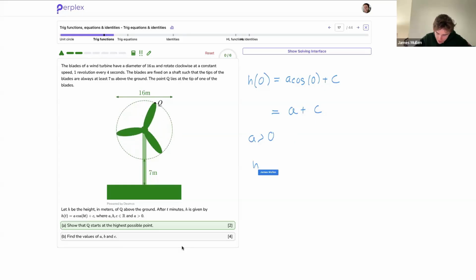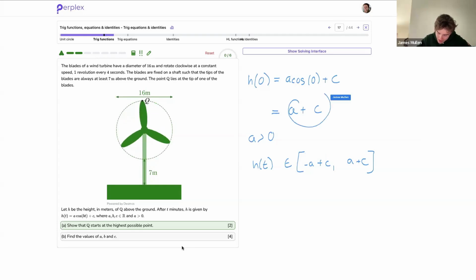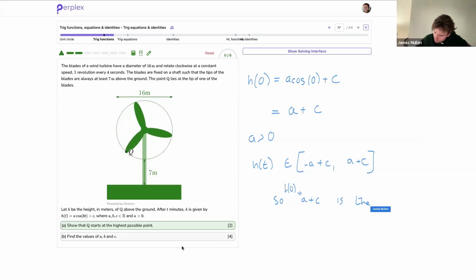Since a is bigger than 0, h of t is going to be in the range negative a plus c up to a plus c. I should put inclusive, this is the range of the function. And so when I'm at a plus c, that is the maximum. So h of 0, which is equal to a plus c, is the max. And that is the answer to part A.